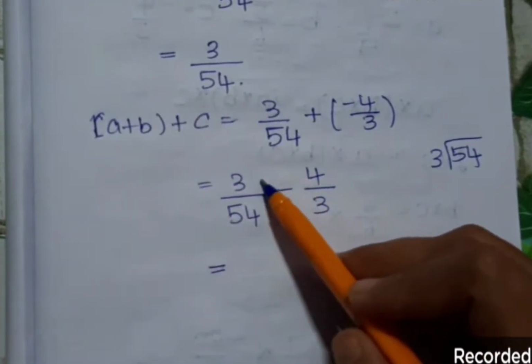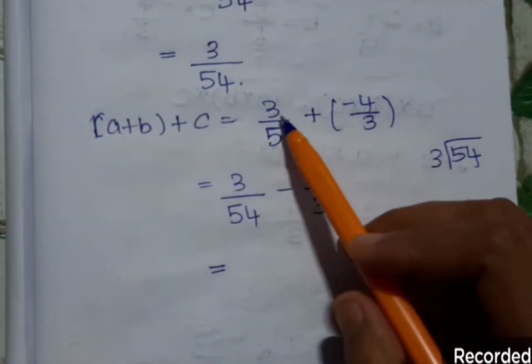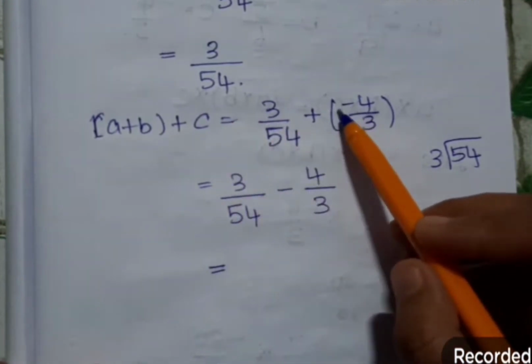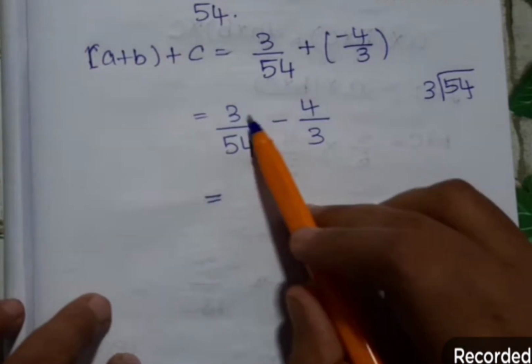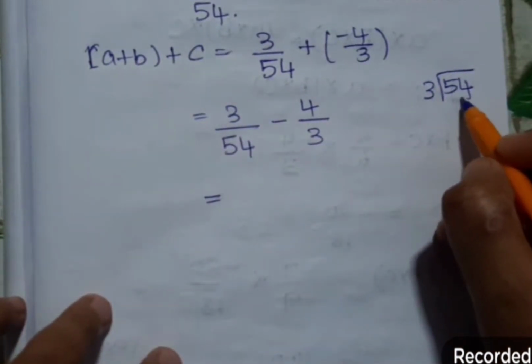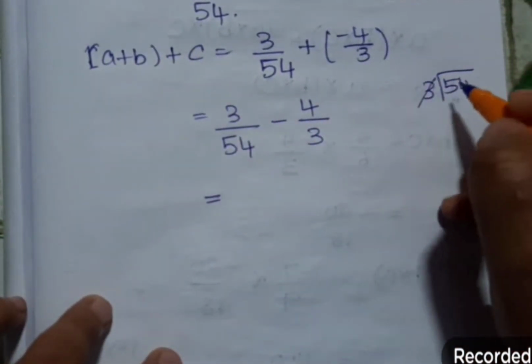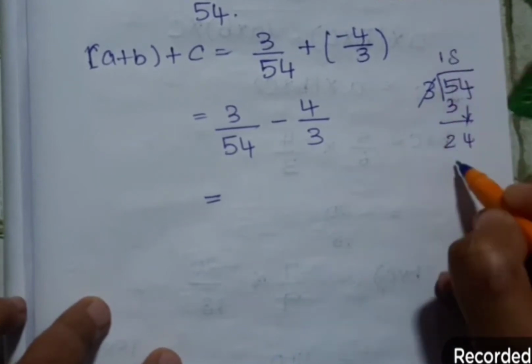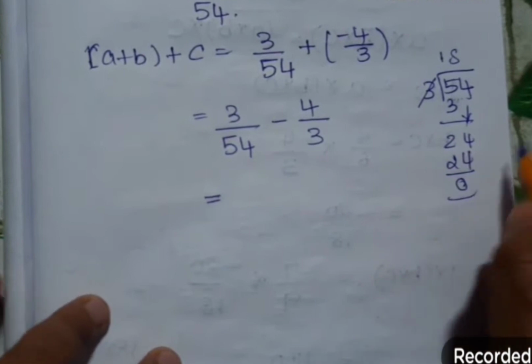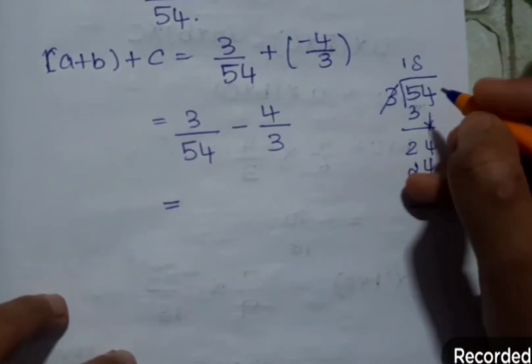They have given, find their value as 3 by 54 plus C value. What you found, 3 by 54 plus C value is minus 4 by 3. So plus into minus becomes minus. Now we are getting 3 by 54 minus 4 by 3. So 3 table, you try to cancel this 54: 1 time 3, 2 is the remainder, bring 4 down, 18 is 54. The answer is 1 by 18.